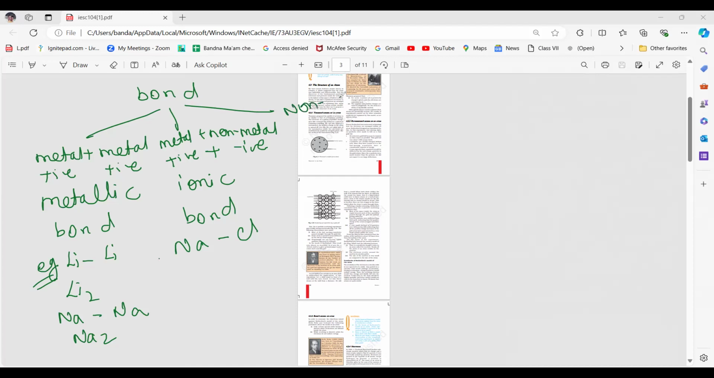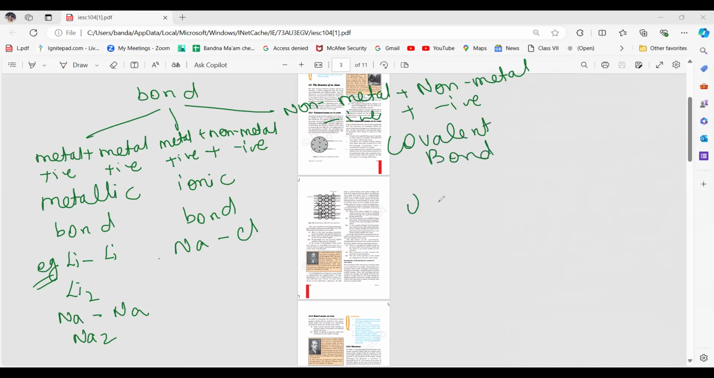When non-metal combines with non-metal. That is negative combines with negative. It's called a covalent bond. Best example, oxygen combines with oxygen and becomes O2. So this is your covalent bond. Clear to you?